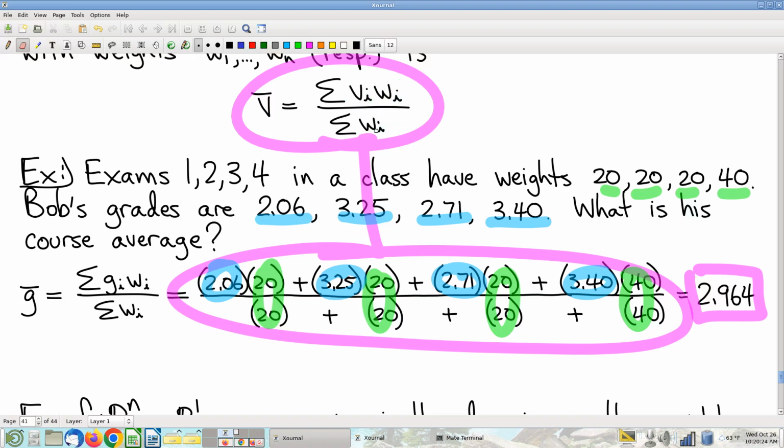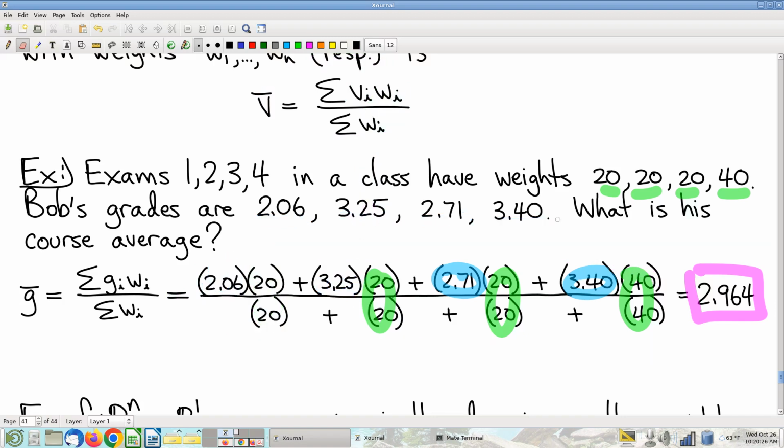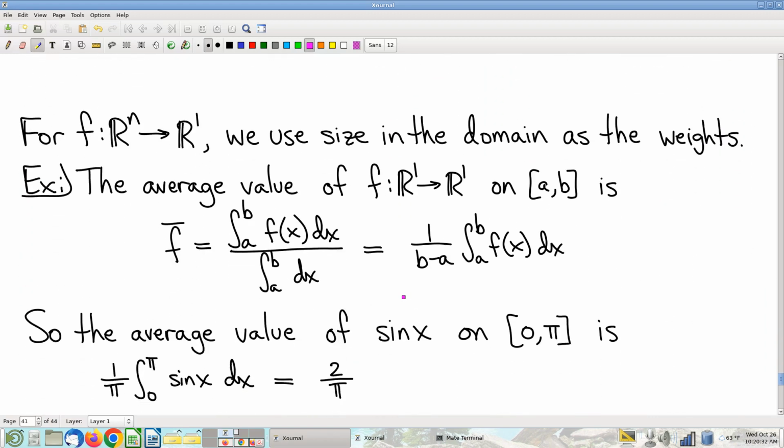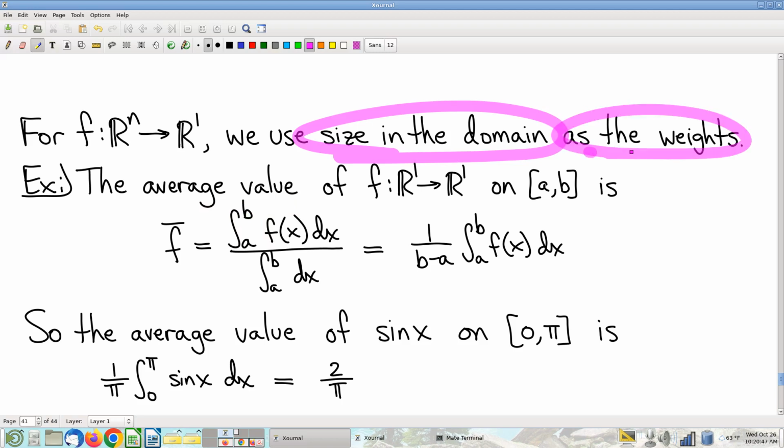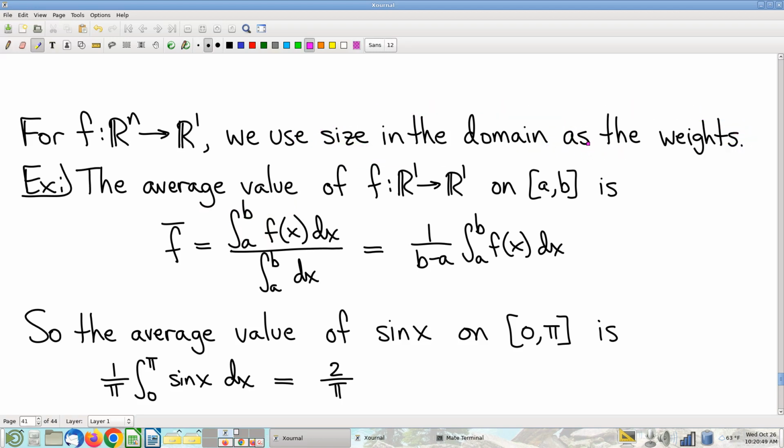Okay, so that's called a weighted average. A lot of good things you can do with weighted averages. One of them is to define something called the average value of a function. The average value of a function is a weighted average. It's really what it is. It's a weighted average where you use size as the weights. And you can see that right here in this formula.